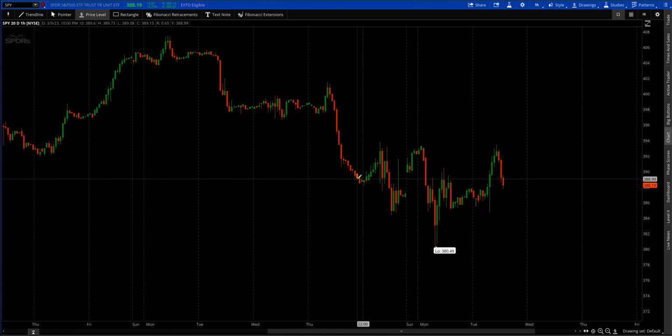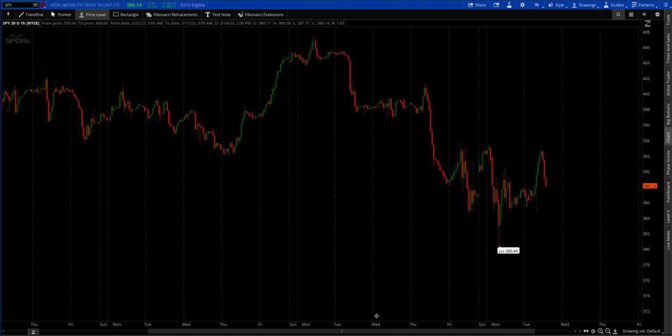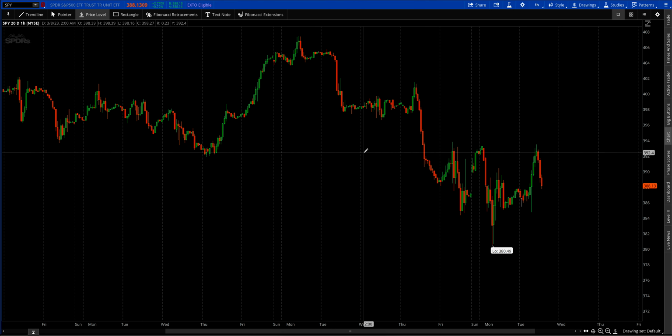To show you how I find my levels of support and resistance here on the SPY S&P 500, just so you have an idea what I'm looking for. This would be the hourly chart. So I get my price level tool out, and basically what I'm looking for is pivots. We've got a pivot here, pivot here, pivot here, and that tells me there's a little bit of resistance right there.